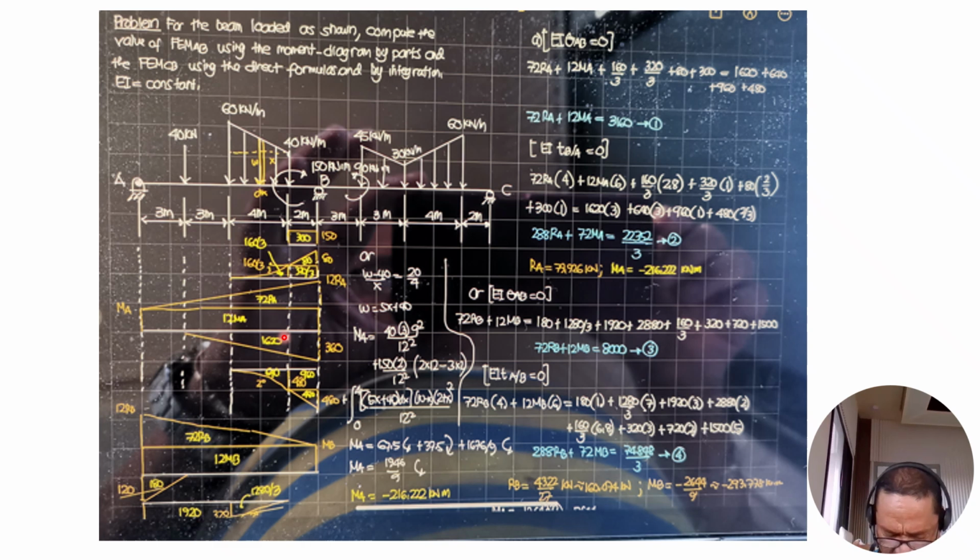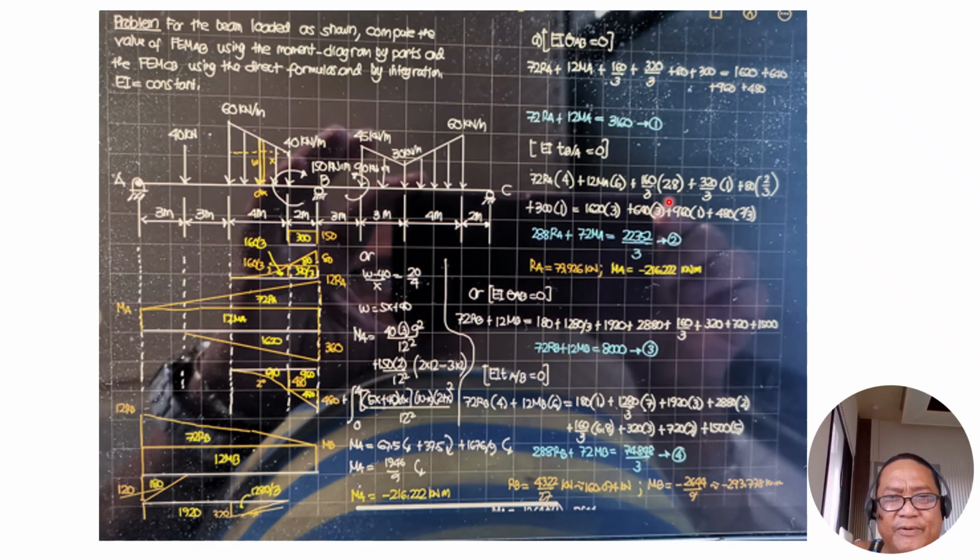equals 1,620 times 3 plus 640 times 3 plus 960 times 1 plus 480 times 2/3. Simplifying this equation, we have 288 RA plus 72 MA equals 22,352 over 3. Call that equation 2.